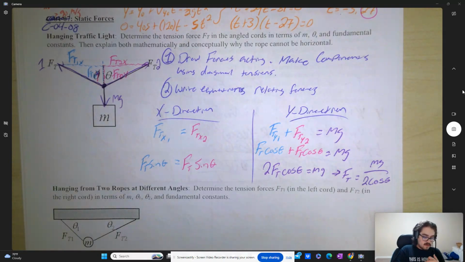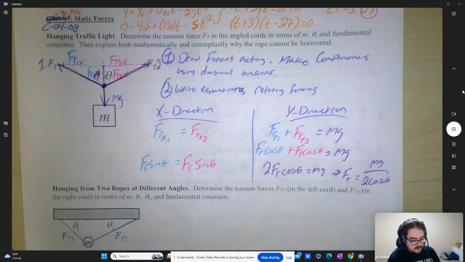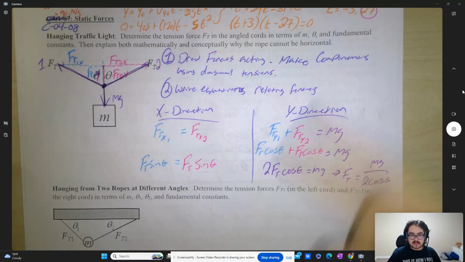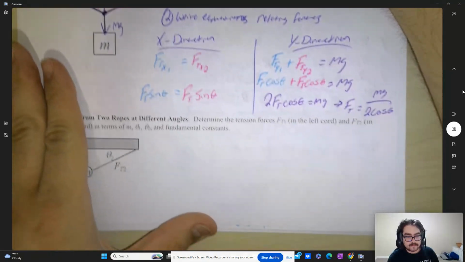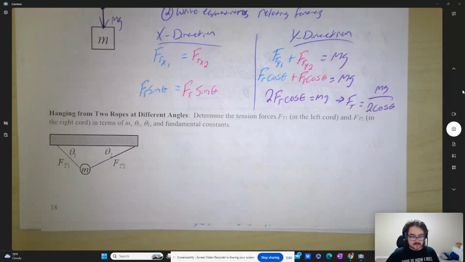So there's that. You can see that we don't really get anything from the x direction. The x direction doesn't really tell us anything. It just says that they need to be equal to each other. That helps us prove that they're the same tension.